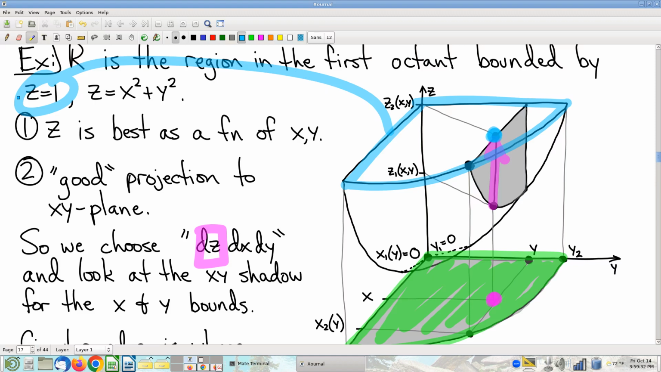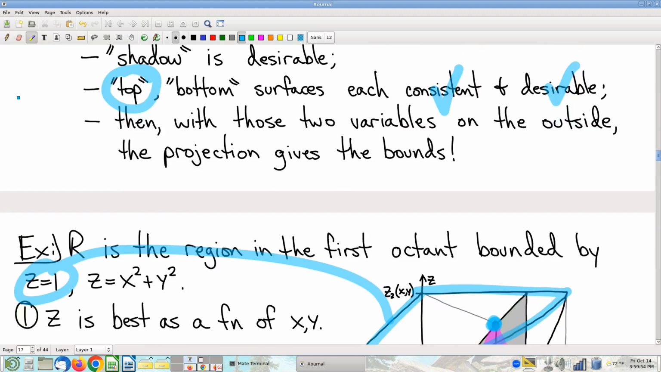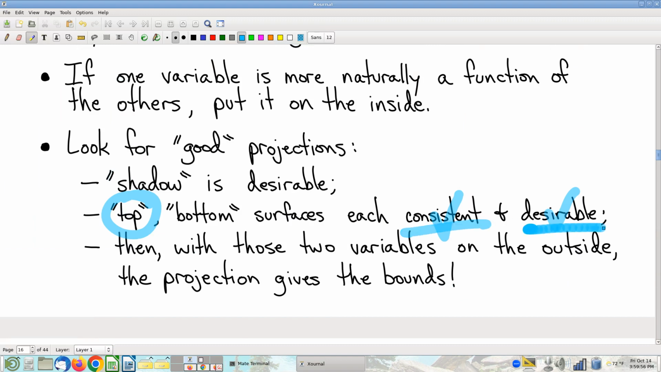And furthermore, it's consistent. What I mean by consistent is it doesn't really matter where this purple point is. Wherever you might happen to be in this projection, that top point is always on the same surface. It's not like sometimes it's on one surface, but then there's an edge, and then for other points it's on a different surface. No, it's always this same surface. Okay, so consistent and desirable.